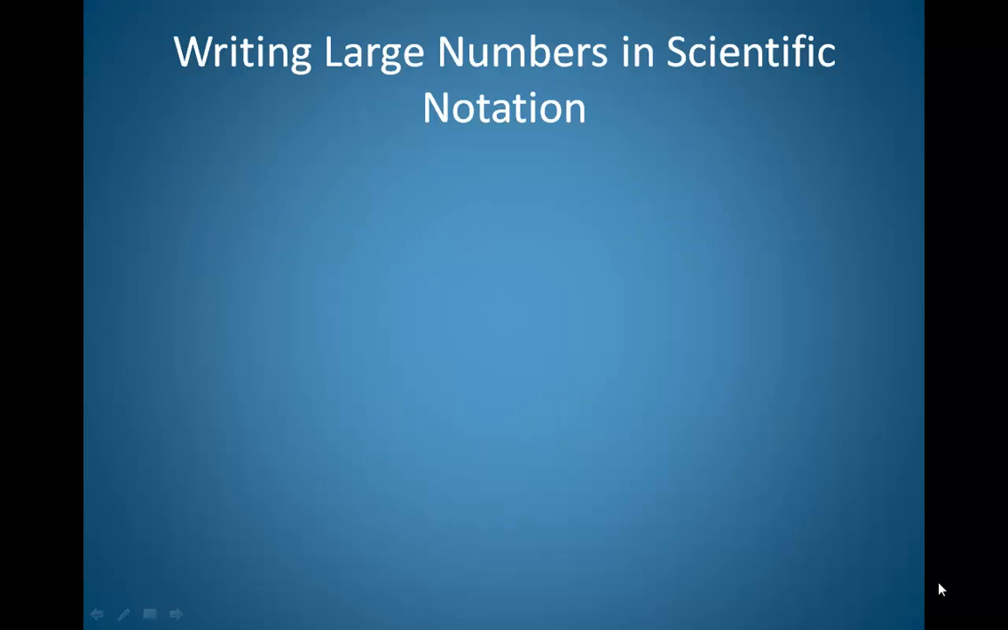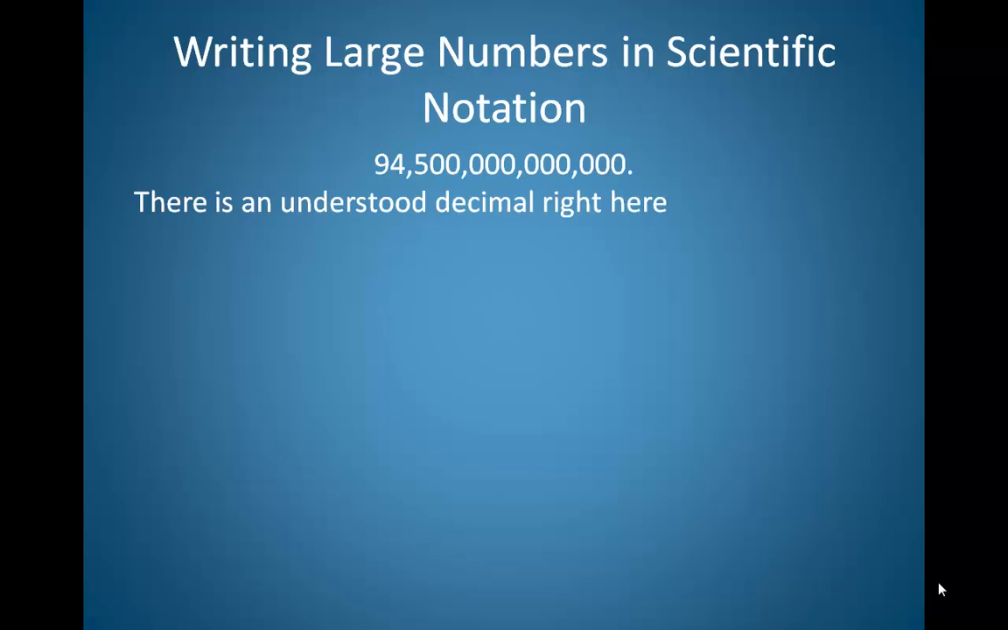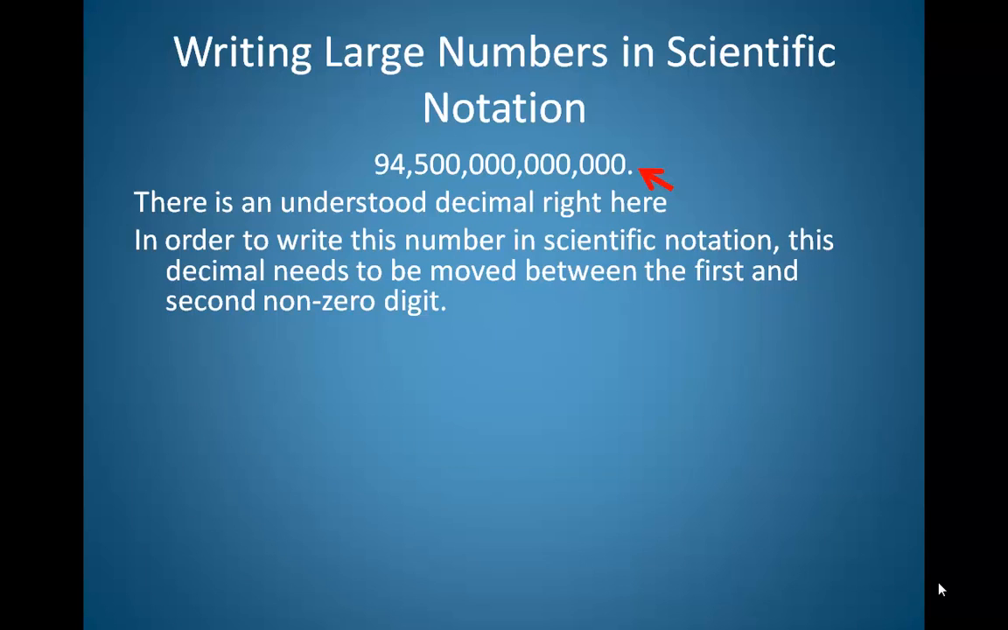So in order to write large numbers in scientific notation, like the one we saw before, we have to know that there is an understood decimal right here. Sometimes it will be written, sometimes it's just understood. In order to write this number in scientific notation, the decimal needs to be moved between the first and second non-zero digit. You cannot start a scientific notation number with a 0 point. You have to have a number before that decimal. So with our large number, our decimal is going to be moved right there.